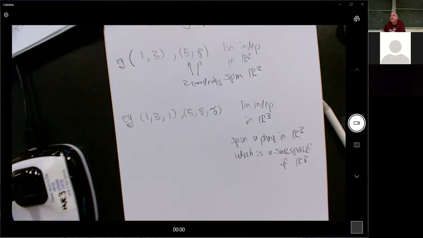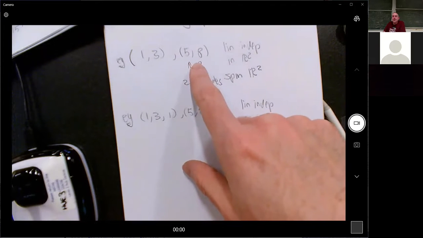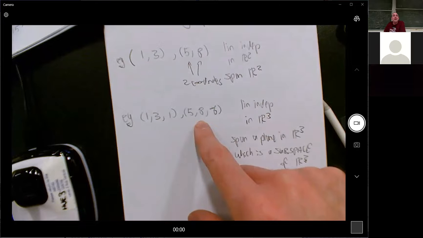Just a word. Vectors with 2 coordinates are in R2. Vectors with 3 coordinates are in R3 and cannot be in R2 because they have too many coordinates.